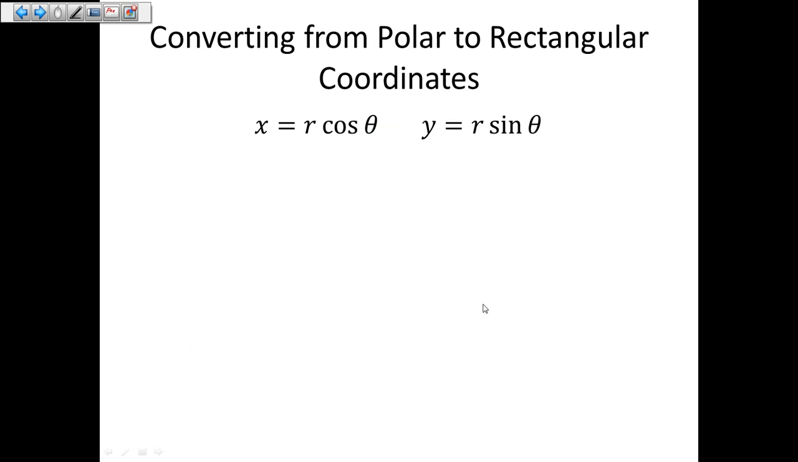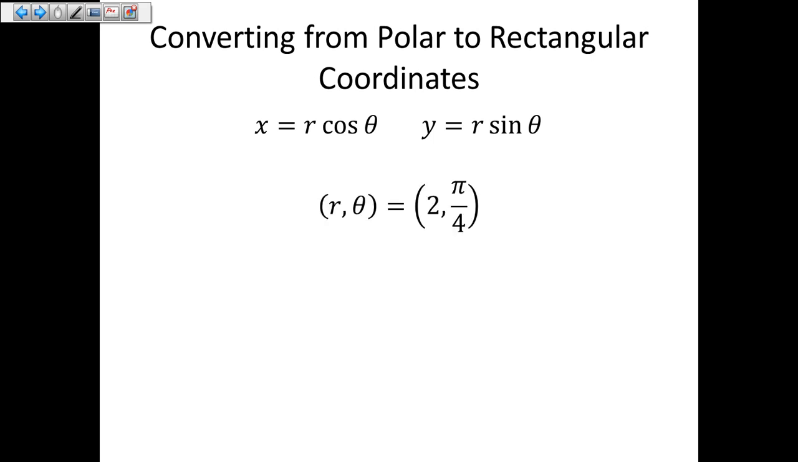Okay, so let's talk about converting from polar coordinates to rectangular coordinates, from r theta to x y. Well, we got a couple handy equations. Now, I'm not going to really bother you with how to find these. If you really stop and think about it, it's just the whole unit circle stuff. But x equals r cosine theta. y is equal to r sine theta.